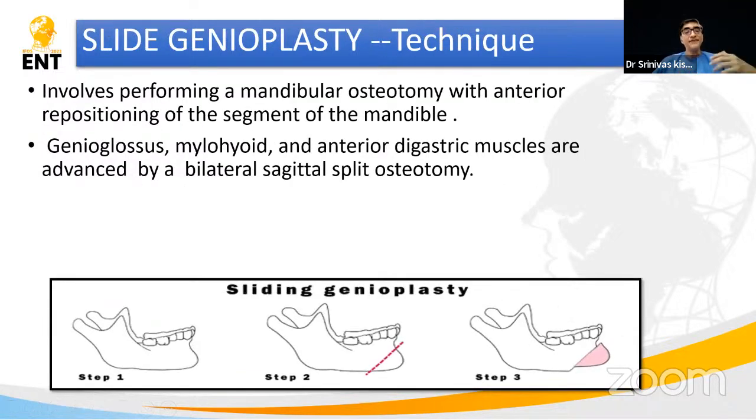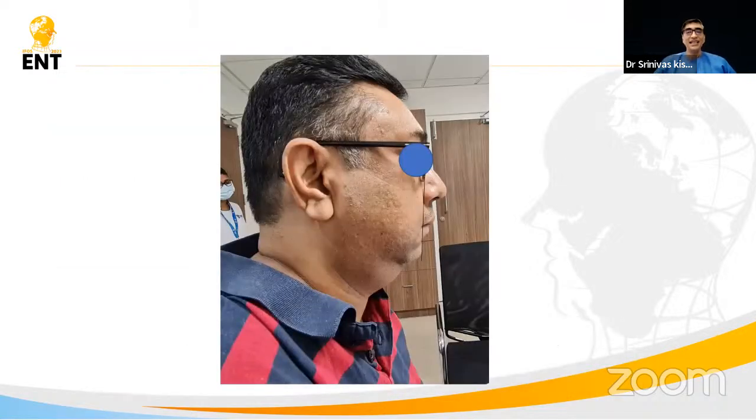So there is a variation to this called the slide genioplasty. Now, why is slide genioplasty better than advancement genioplasty? In advancement genioplasty, you are only bringing the genial tubercle forward, whereas in slide genioplasty, you are bringing not only the genioglossus forward, you are also bringing the mylohyoid and the anterior digastric forward. So why are all these muscles important? Because all of these are mild dilators of the upper airway.